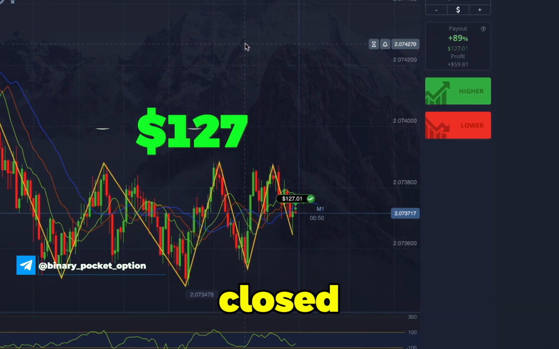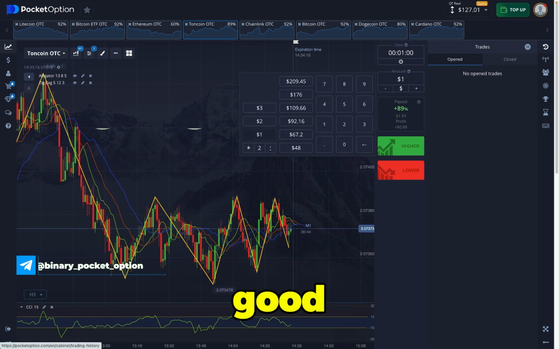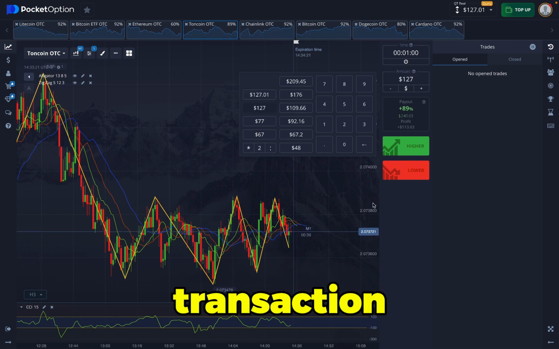And the deal was closed in A+. Great. The signal worked out completely. There was a very good and reliable signal here. We will change the sum of the transaction values.